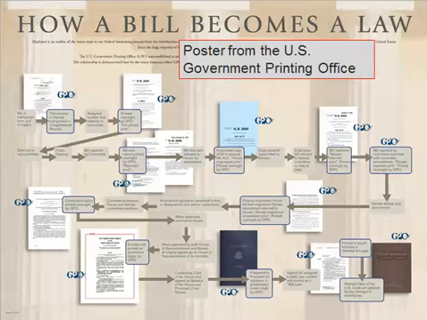produced by the U.S. Government Printing Office, now called the U.S. Government Publishing Office, on how a bill becomes law. I realize it's way too small for you to actually be able to read the entries, but I will attempt to show you where in the process the different types of documents can be produced.